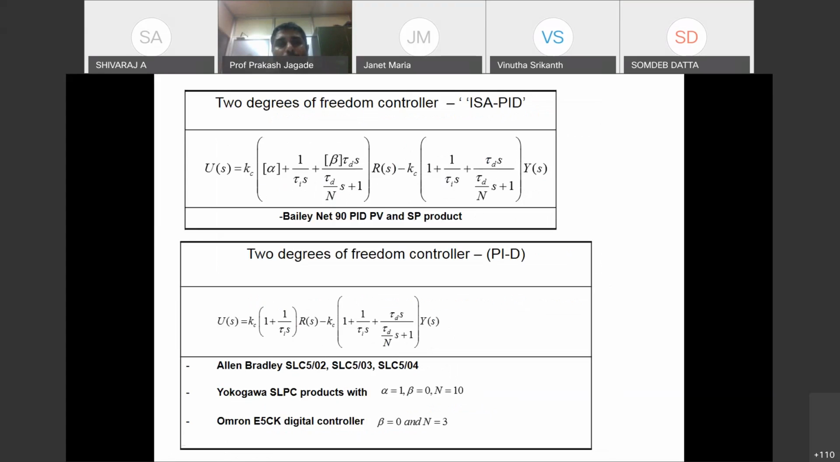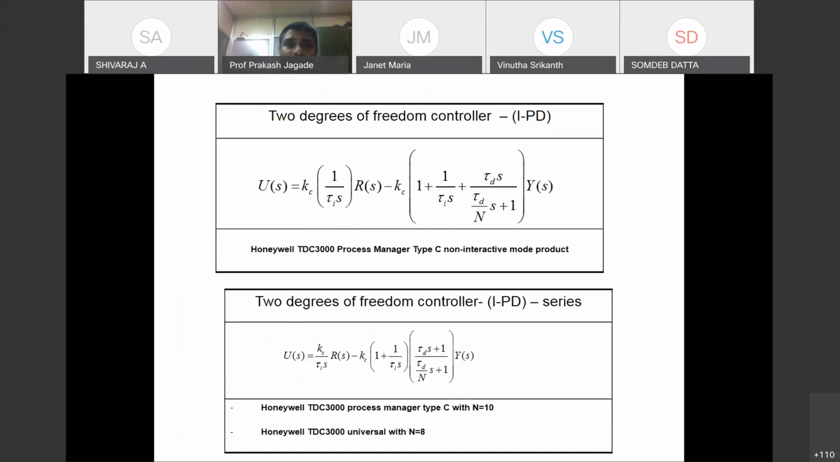These are all what I would say parallel form. The structure here is a 2 degrees of freedom PID controller, parallel form structure. Whereas in the second table, what I have reported here is the IPD series form PID controller. So 2 forms I have discussed with respect to the single degrees of freedom PID controller.